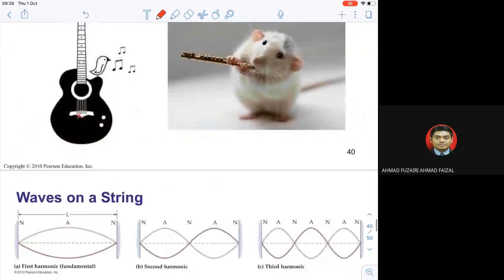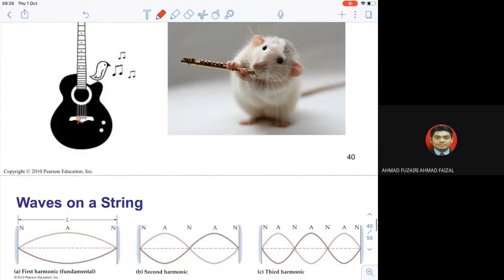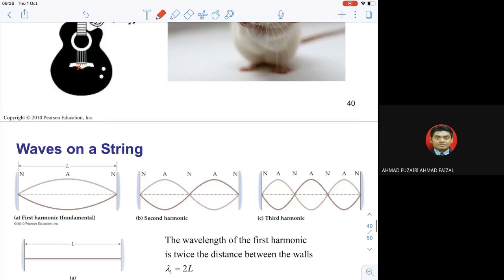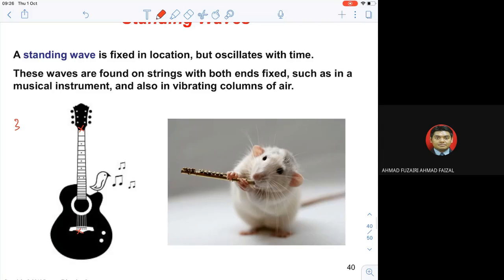Okay, so on the standing wave, there are three cases. You should know that on a standing wave, we have three cases. Number one, closed end. Number two, open end. And number three, open-closed end.